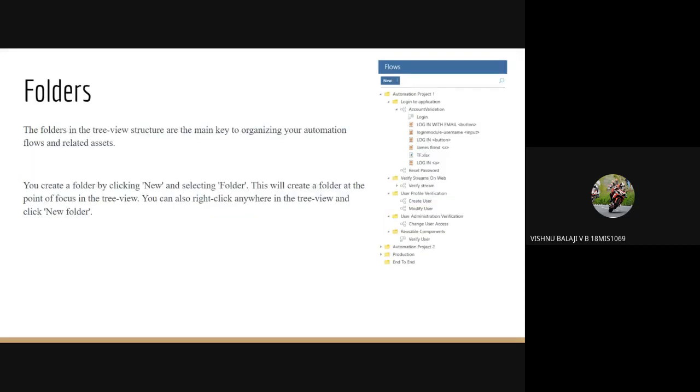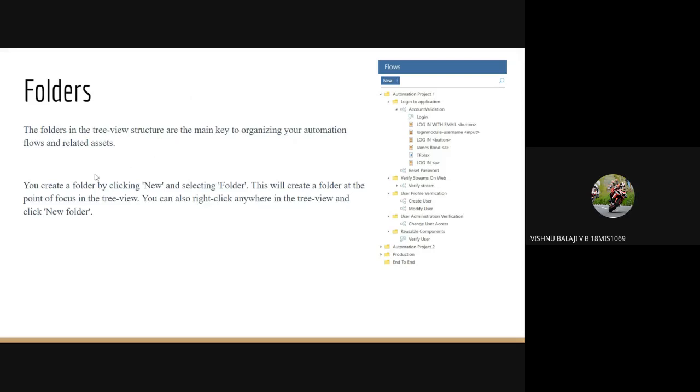Coming to folders, the flow menu has a sub-hierarchy called folders, and all these folders are represented in the form of a tree view structure. These folders are the key to organizing the automation flows and related assets. Every flow and every subflow that are related to one another are kept in a related folder.